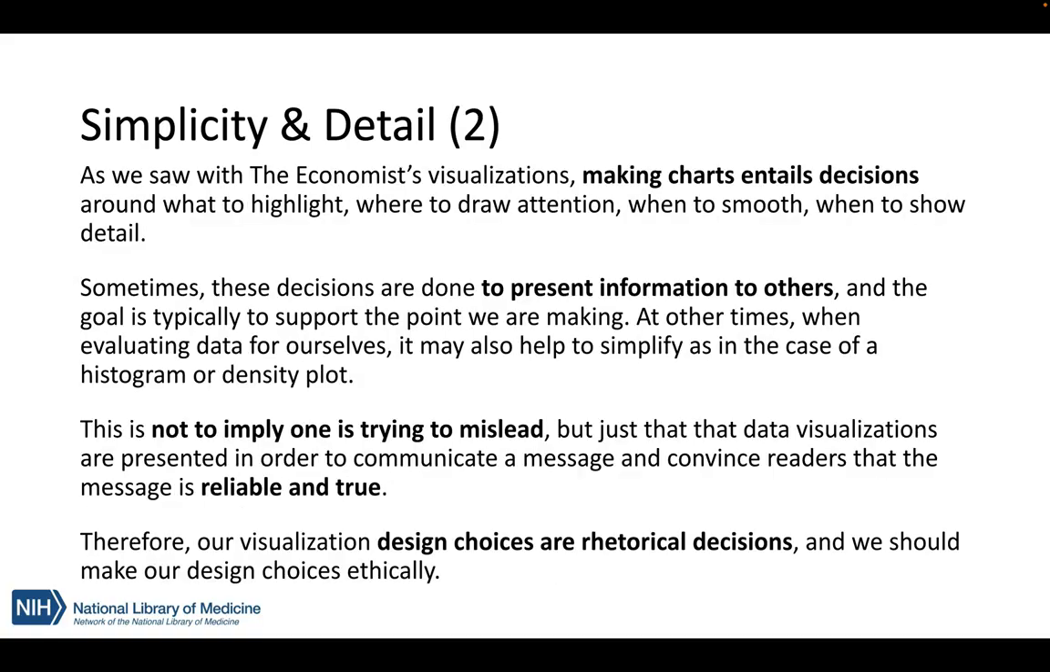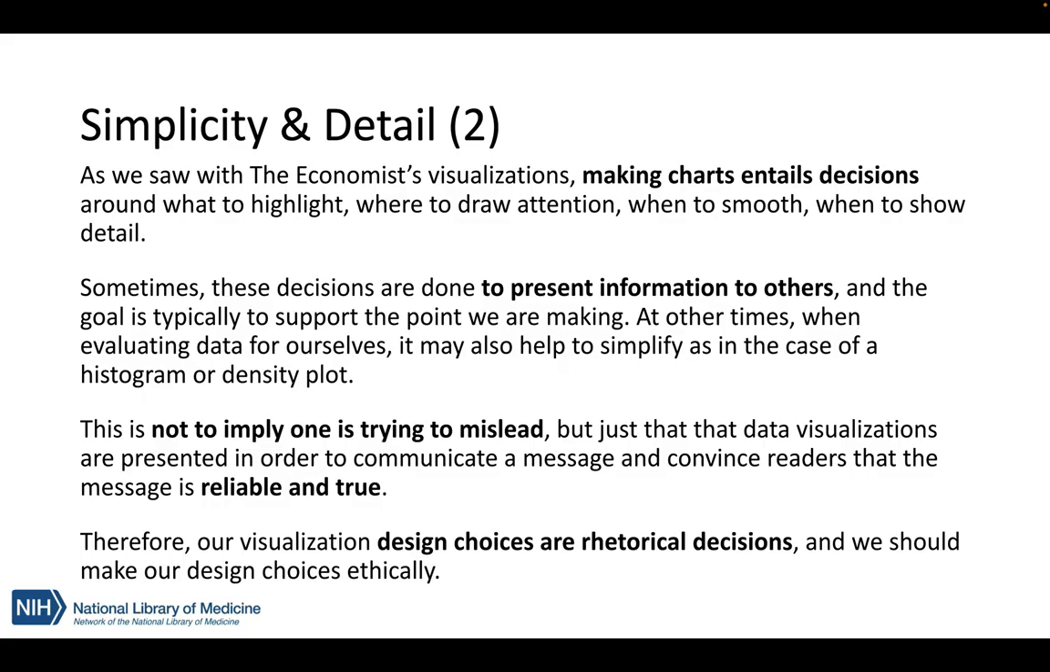So as we saw with those Economist visualizations, making any chart or figure is going to entail making several decisions around what to highlight, where to draw people's attention, when to smooth, and when to show detail. And so sometimes, again, we are presenting our data to others. Again, it's not to say we're always doing that. So we may choose to use different types of charts when we're just looking at data on our own to get a sense of underlying trends. So things like histograms or density plots. Histograms will look like bar plots, whereas density plots will look like a smooth curve. But they're both showing essentially the distribution of our data. So we might make different decisions in order to simplify or make data more understandable for us.